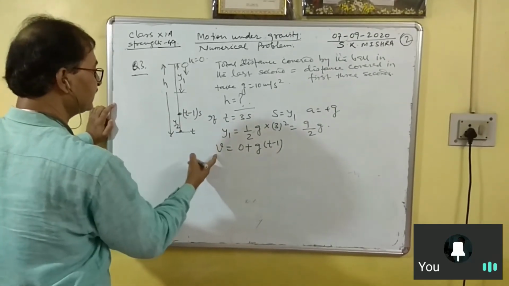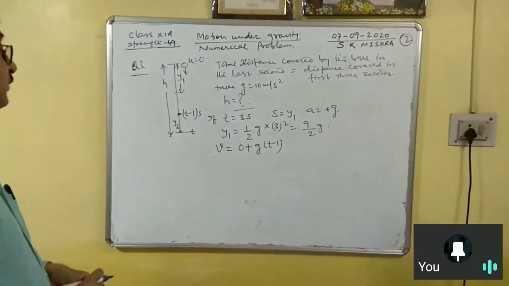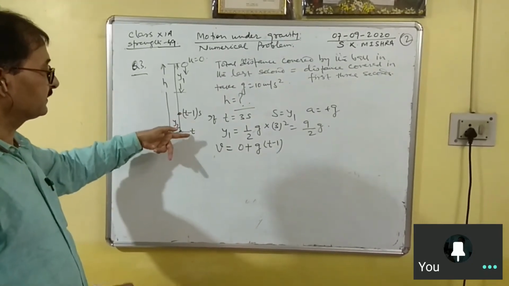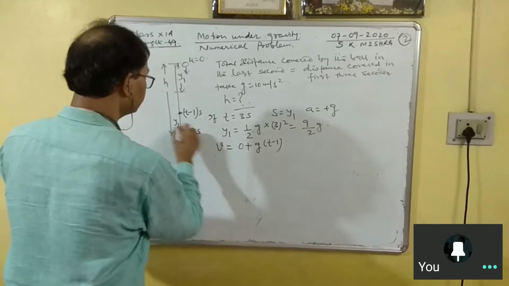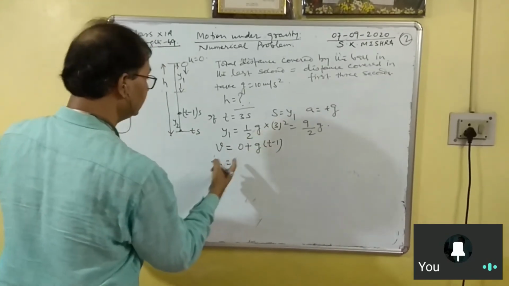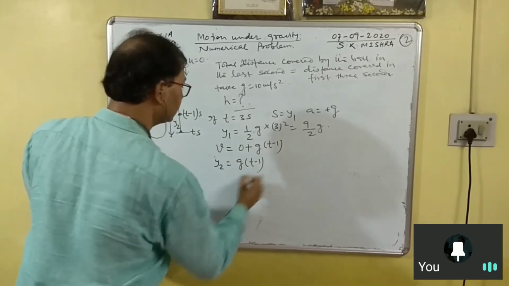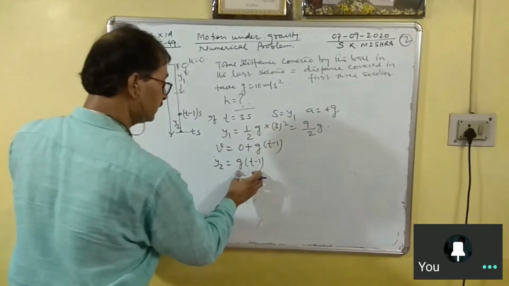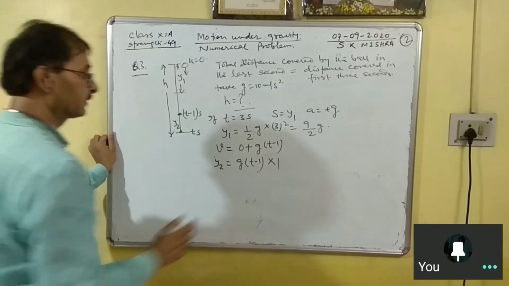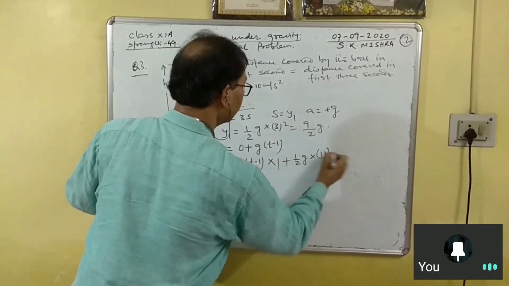With this velocity, it is going to cover the distance y2 in 1 second. The interval is 1 second. So then y2, should I write y2 is equal to ut. So u is now g(t minus 1), ut. So this is u, and t will take 1 second. Last second means 1 second. Plus half g t square, 1 square.